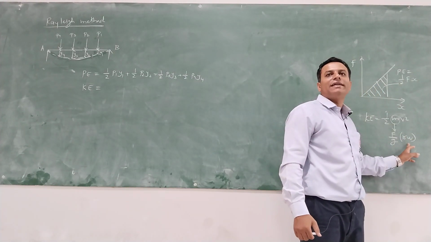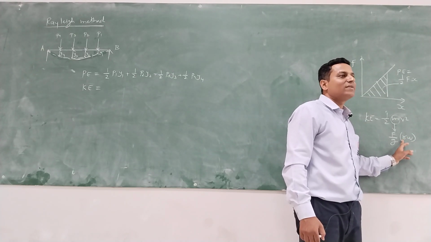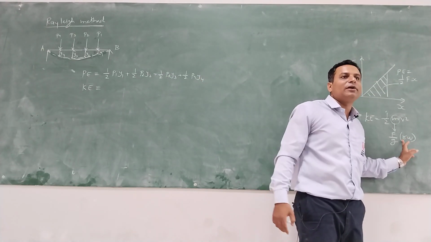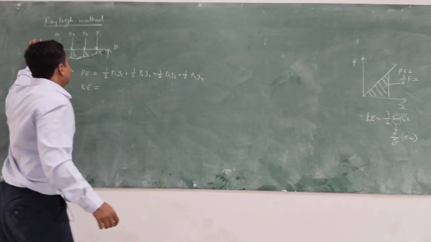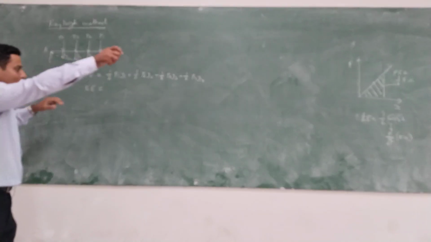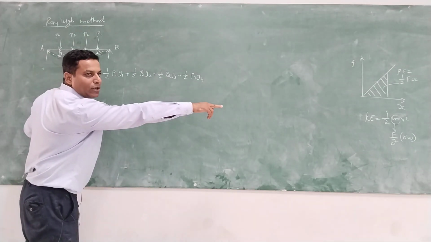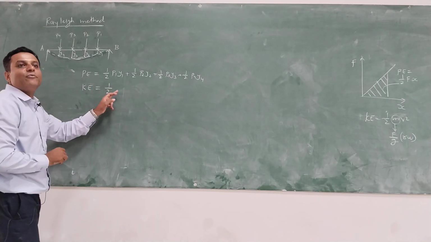Omega is nothing but the natural frequency and R is nothing but the distance. Distance means displacement of that particular particle. So by using this formula, we can get the kinetic energy of the vibration. So we are going to write by using that formula. So it will be 1/2 mv square.